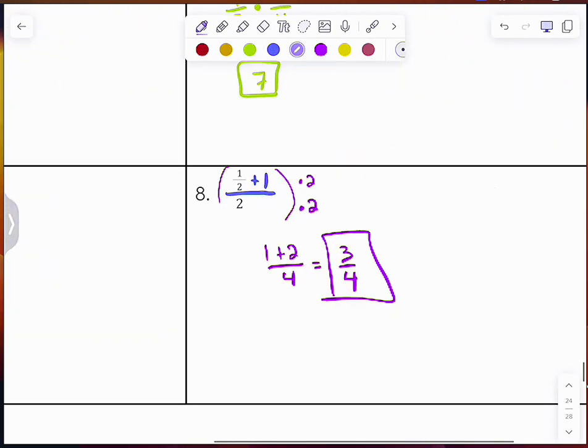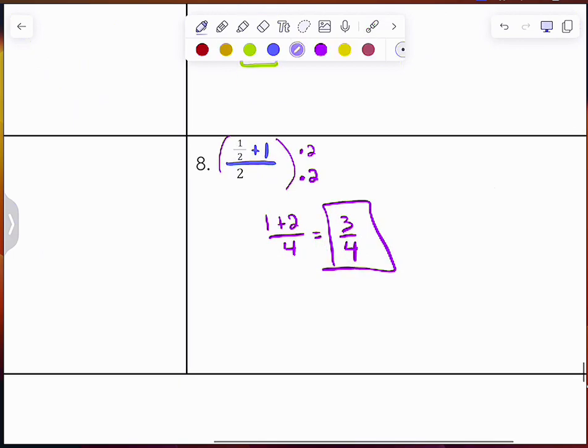And then here's this one. This is not the only correct way to do this, but this is my favorite way. The LCD, the least common denominator for all the teeny tiny fractions inside that fraction, is 2. 1/2 times 2 is 1, plus 1 times 2 is 2. And in the denominator, 2 times 2 is 4, so your answer is 3/4. If you don't like that, you can do it this way.